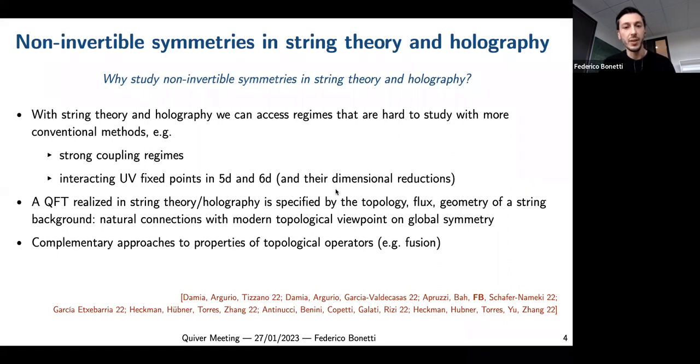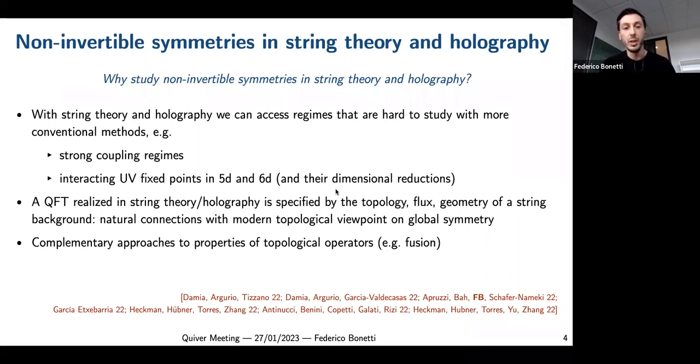Another point that I find personally very satisfying is to realize that if we think of QFTs in this more stringy perspective, they're usually specified by something like a topology of a string configuration, or the flux configuration and geometry of space-time. And all these ingredients, to me, align extremely well with this more modern point of view on global symmetries, which really hinges on the topology and geometry of space-time and of the defects.